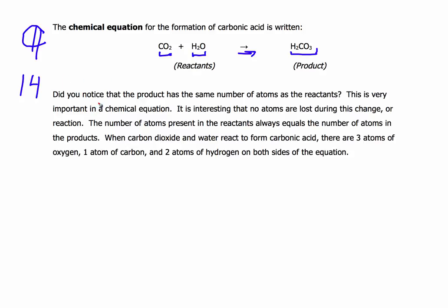Did you notice that the product has the same number of atoms as the reactants? This is very important in a chemical equation. It is interesting that no atoms are lost during this chemical change or reaction. The number of atoms present in the reactants always equals the number of atoms in the products. When carbon dioxide and water react to form carbonic acid, there are 3 atoms of oxygen, 1 atom of carbon, and 2 atoms of hydrogen on both sides of the equation.